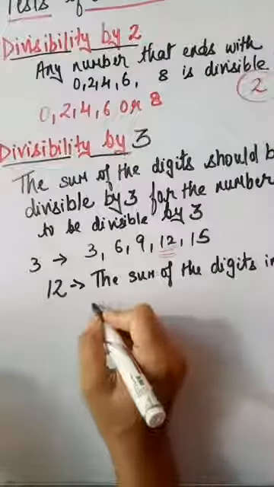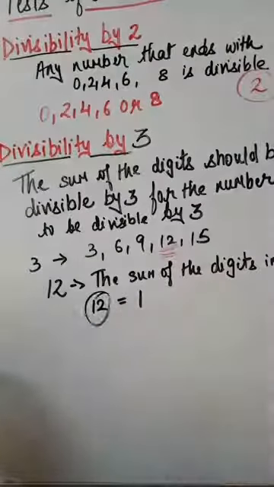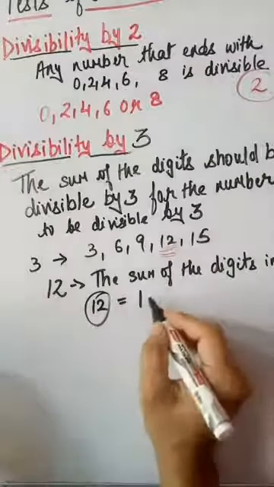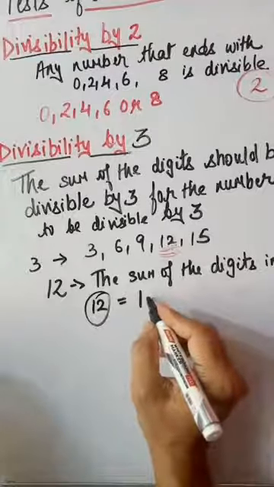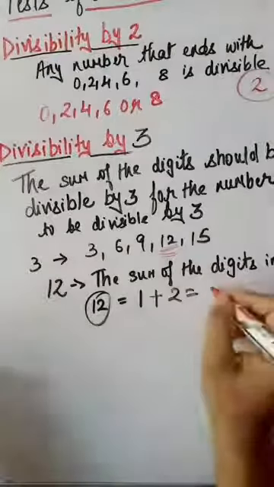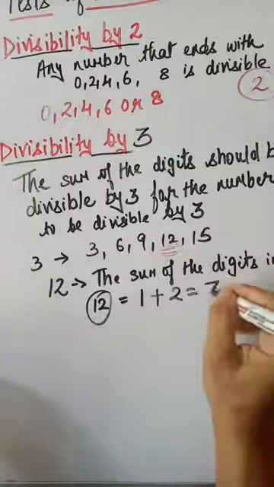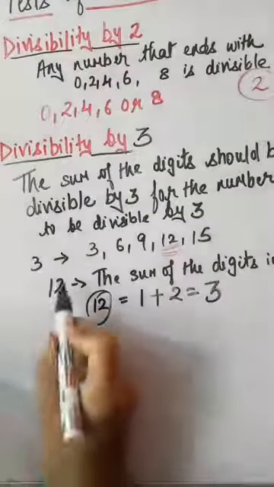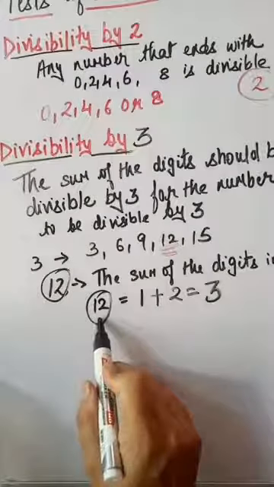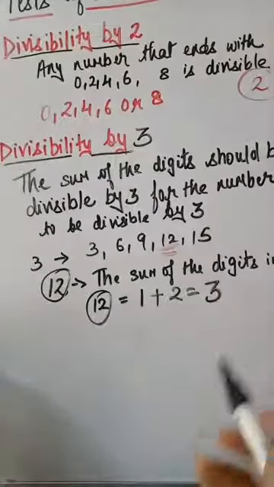In 12, I will write 1 and 2. I am going to do the sum of this given digit. So 12 is the number that is given to me. I am going to add 1 plus 2. So what do I get? 1 plus 2 is equal to 3. The sum of the digits, I have done the sum. Sum means total. 1 plus 2 is equal to 3.